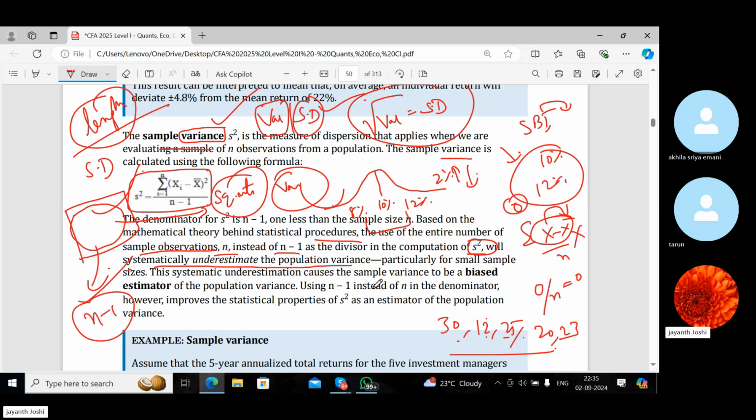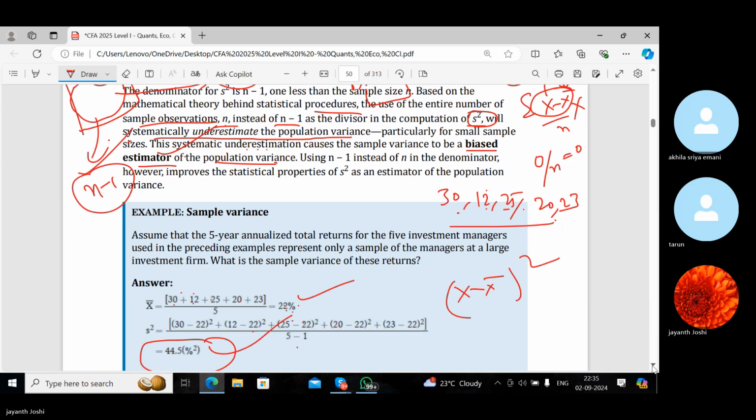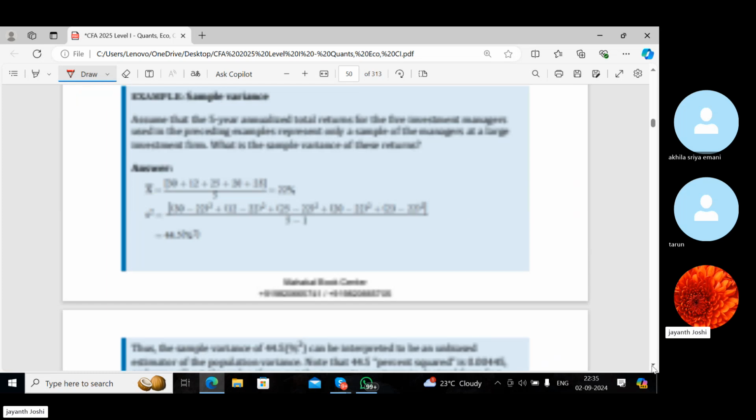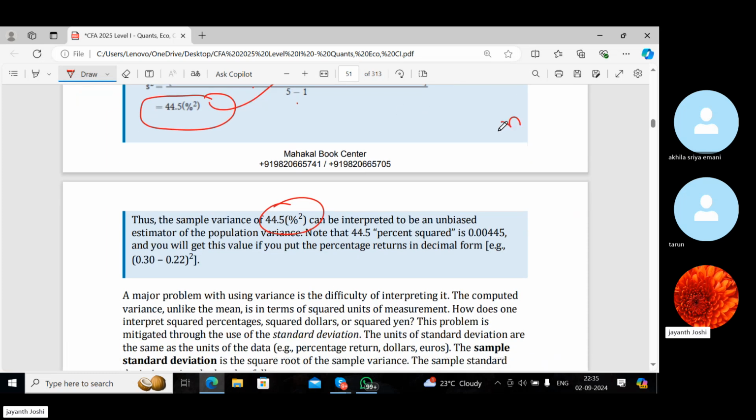That will be the proper measure. Now, this systematic underestimation causes the sample variance to be a biased estimator of population variance. So if you take n instead of n minus 1, particularly for small sample sizes, it causes the sample variance to be a biased estimator, because you have taken one sample out of the population and still you are considering n. If you take n, it becomes a biased estimator. If you take n minus 1, it becomes an unbiased estimator.